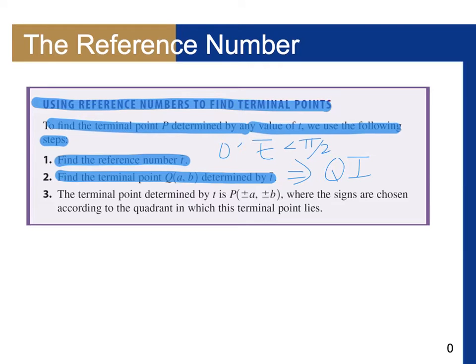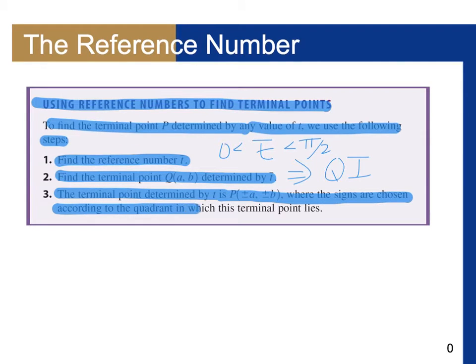In fact, let's do that. t bar is between 0 and pi over 2, so it's going to put us in the first quadrant. And then finally, once we get that terminal point determined by t bar, the terminal point determined by t, which is our original distance, is plus or minus a and plus or minus b, where the signs are chosen according to the quadrant in which this terminal point lies. In other words, the numbers are the same, but the x could change sign and the y could change sign, and we have to figure that out.